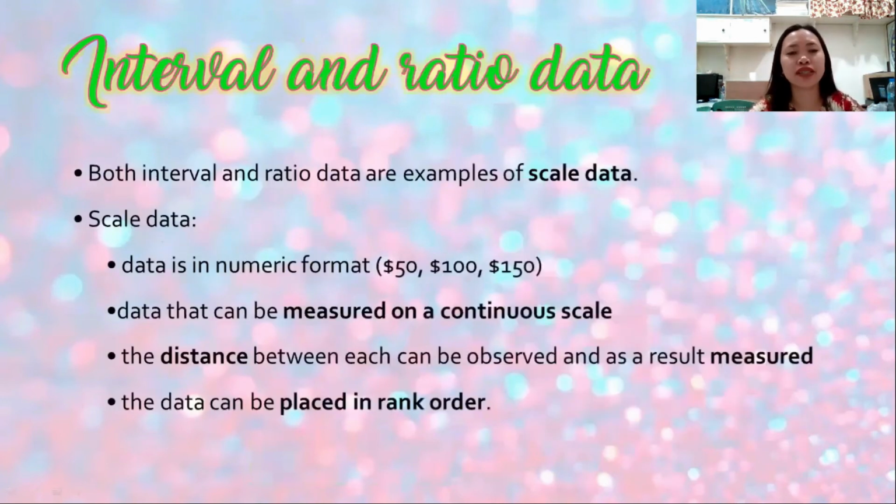Let's proceed to interval and ratio data. Both interval and ratio data are examples of scale data. Scale data meaning the data is in numeric format like $50, $100, 150 pesos, 200 pesos, and data can be measured in a continuous scale. The distance between each can be observed and as a result, measured. And most of all, the data can be placed in rank or order.